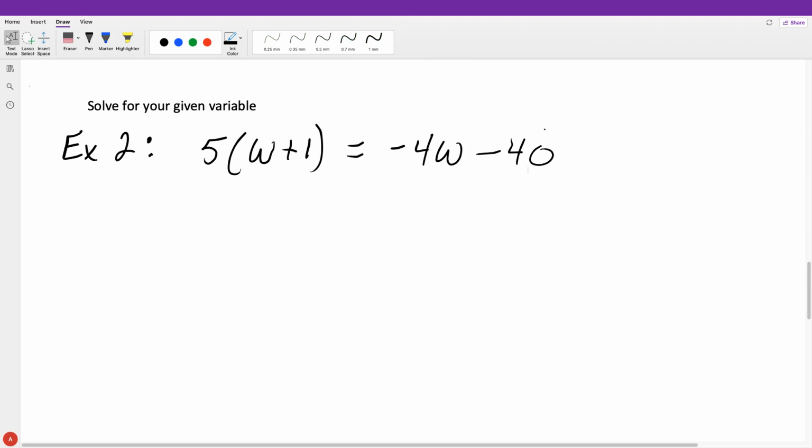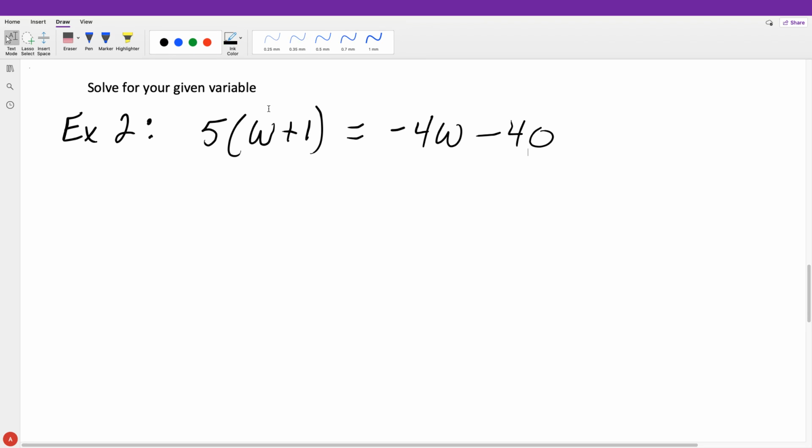All right, now we have this problem that says 5 times w plus 1 is equal to negative 4w minus 40. So from here, the first thing that we need to do is what we did in the last video: we need to simplify each side of the equation as much as we can before we do anything. So when I say 5 times, that means I'm going to distribute this 5 in. So this is 5w, let me make this a little bit thicker. 5w plus 5 is then equal to negative 4w minus 40. All right, so first simplify everything you can.